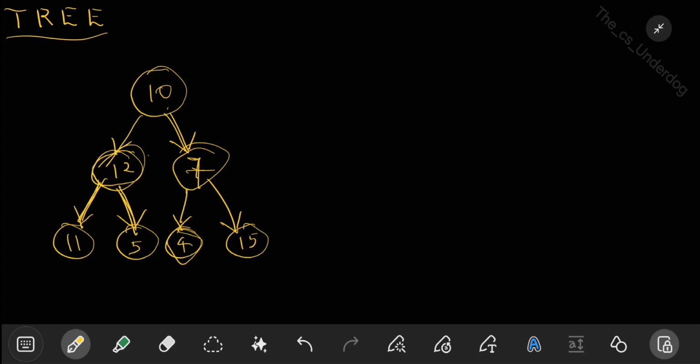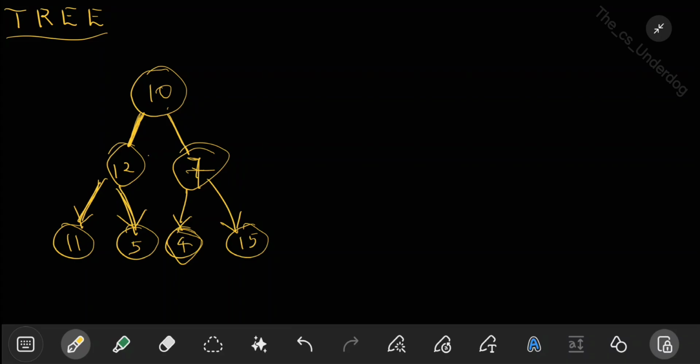And what are edges? Edges are the links, the connections between any two nodes. For example, this is the edge between 10 and 7. Similarly, this is the edge between 10 and 12. So all the connections between any two nodes are called edges. So this is the very basic terminology about a tree.